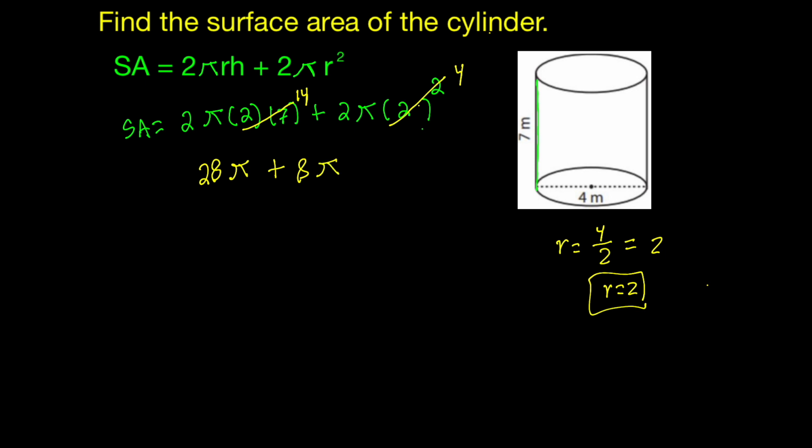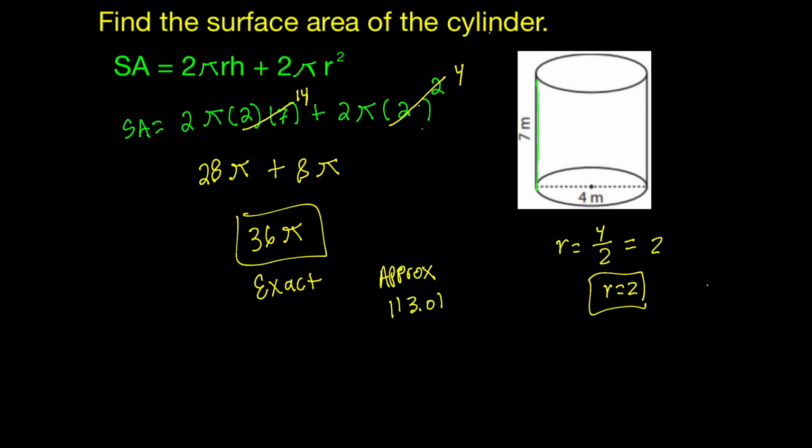So 8 pi. Now I have 28 pi plus 8 pi. That's going to give me 36 pi. And that would be the exact solution. If I were to put this on a calculator, then I would get the approximation. So my approximation would be about 113.01.